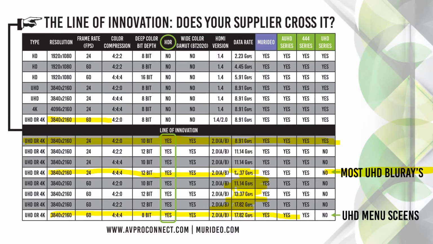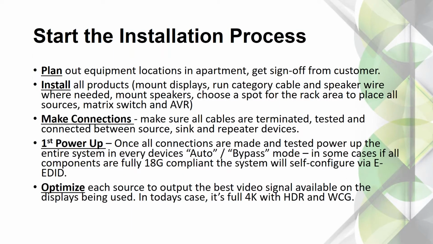The players, here we have most UHD Blu-ray players, are all outputting 13.37 gig. So they're 4K, 24 frames per second, no color compression, 12-bit, and then HDR and wide color gamut. In gaming, a lot of the stuff is 60 frame, 444, 8-bit, and then of course anything in between. So if you look between where I've got it highlighted here, those all exceed the limitations of a traditional HDBaseT extender over category cable.